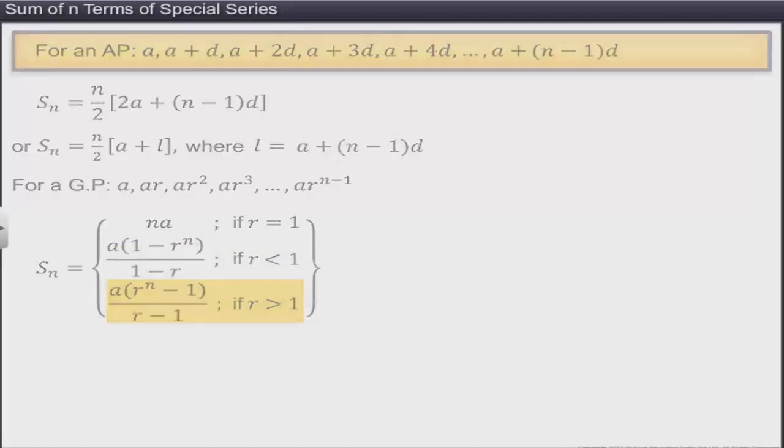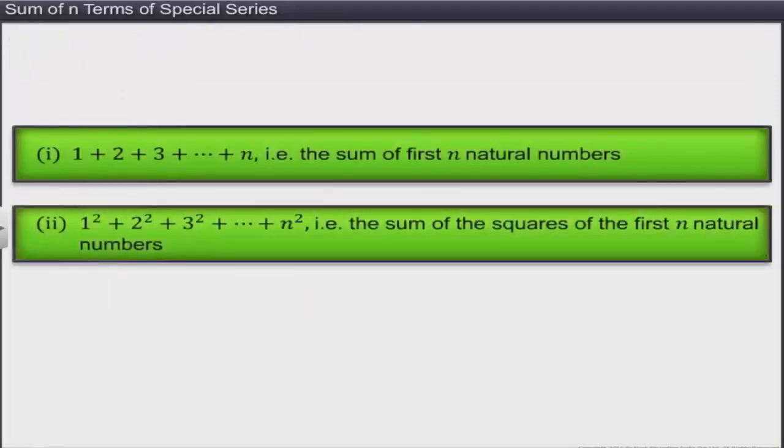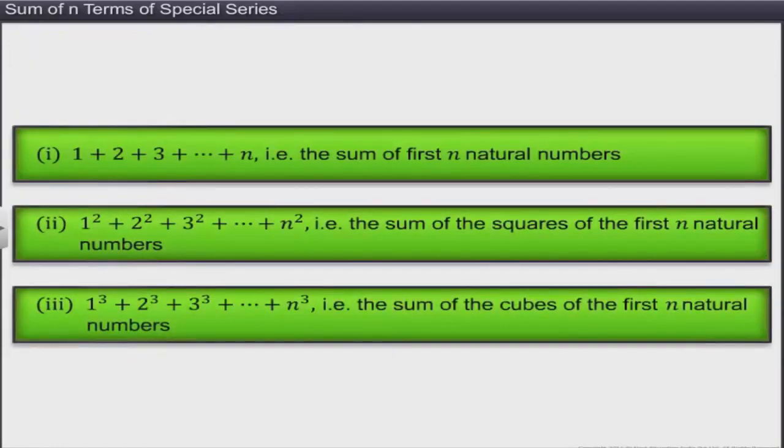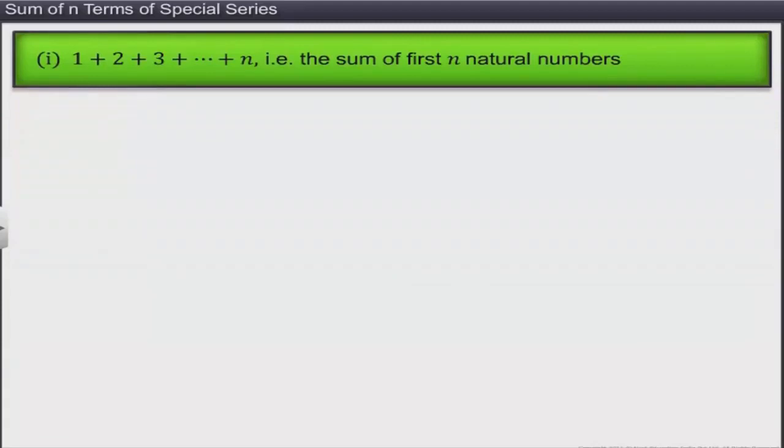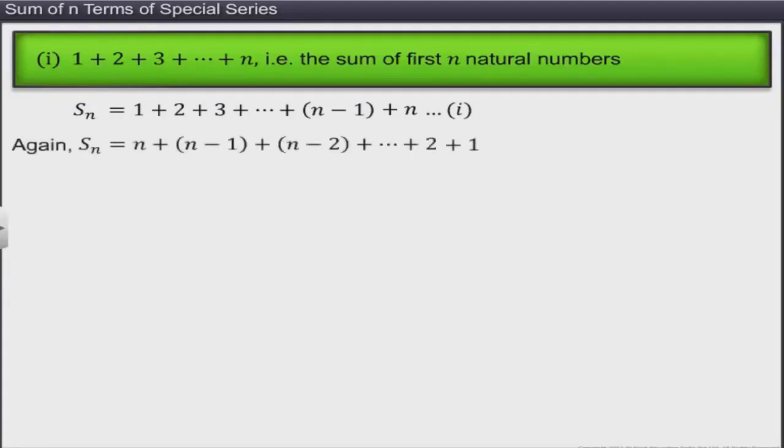We shall now find the sum of the first n terms of some special series. Let's first find the sum of the first n natural numbers. Denote the sum of the first n natural numbers by Sn; let this be equation 1. On rearranging the terms in the sum beginning from the last term, we get the same series again. Denote this by equation 2.